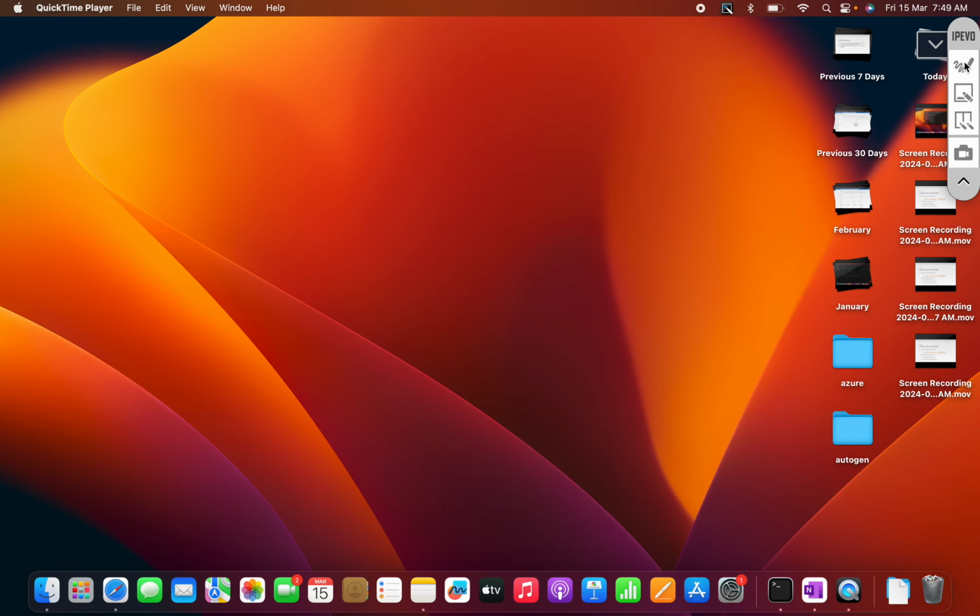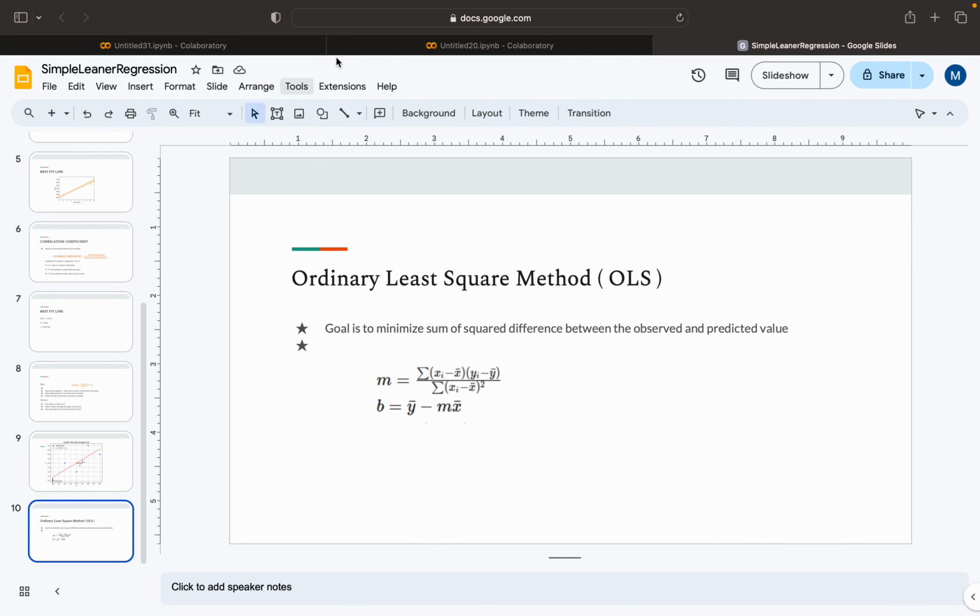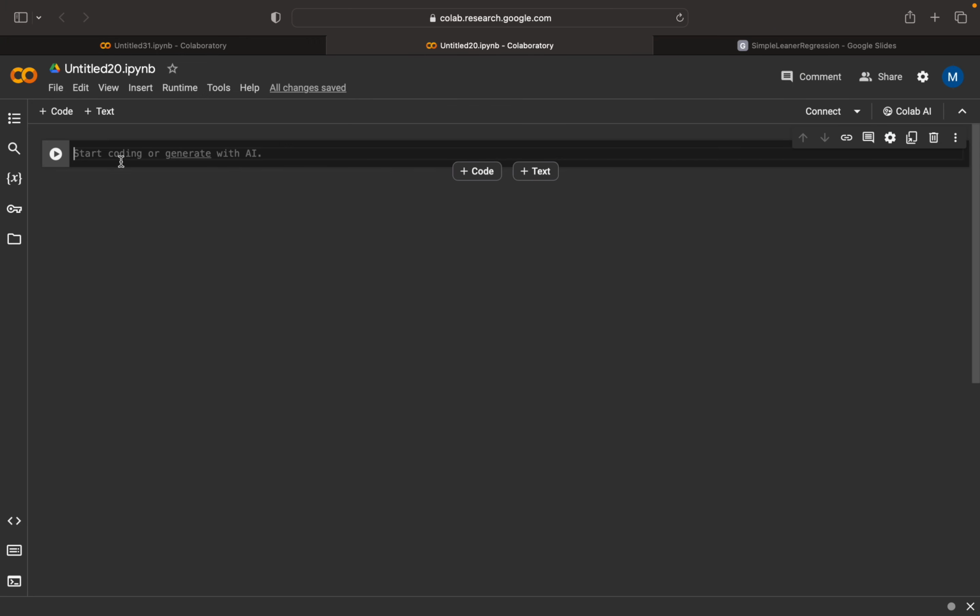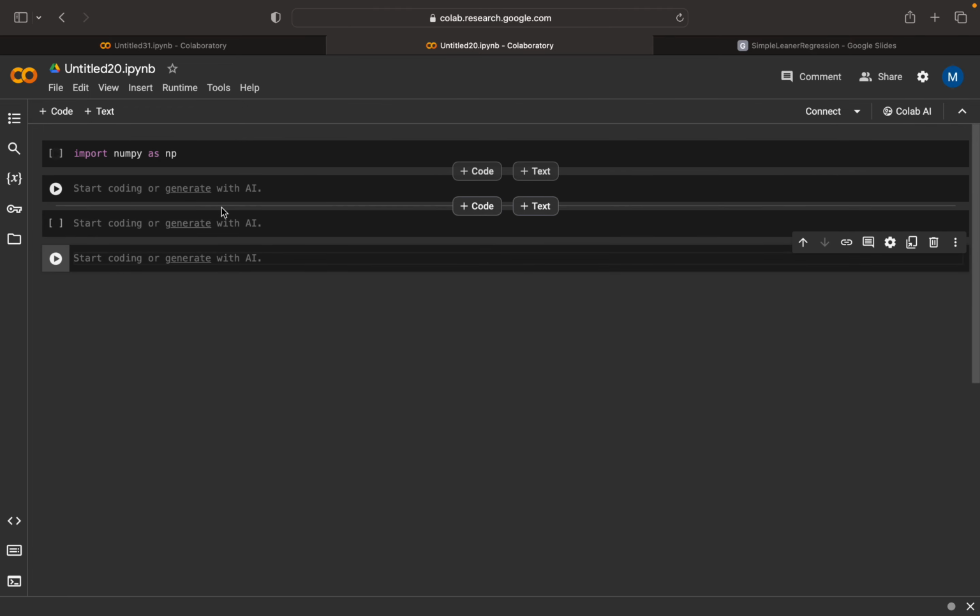Okay, here are some issues, so let me correct this. I already have my Google Colab notebook. Here I will show you how we can find these values very easily. For that I can import NumPy, and here I can define x value as np.array.